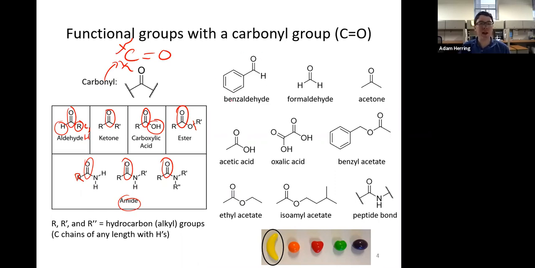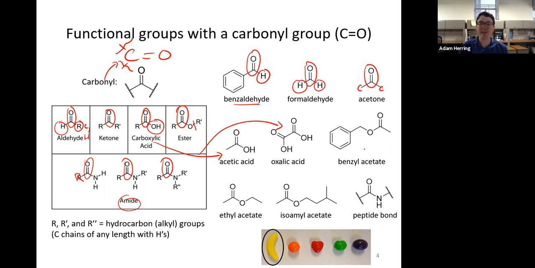So let's take a look at some actual examples. Benzaldehyde is an example of an aldehyde because we have the carbonyl functional group and then a hydrogen. We also have formaldehyde, which has the carbonyl functional group and then two hydrogens. Carbonyl group with two different carbons. This is acetone. We then have acetic acid, which is an example of a carboxylic acid. We also have oxalic acid, another example of a carboxylic acid.